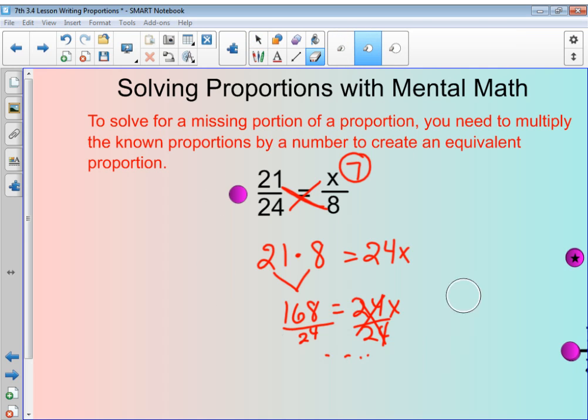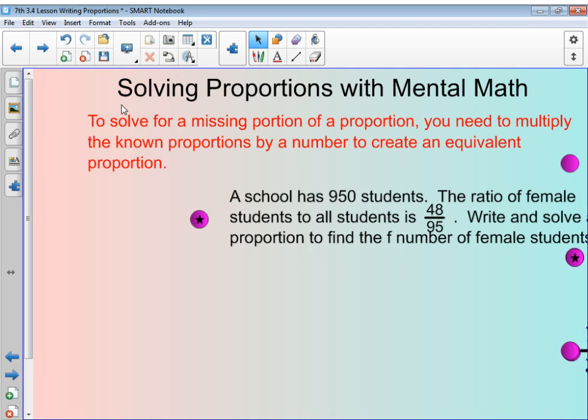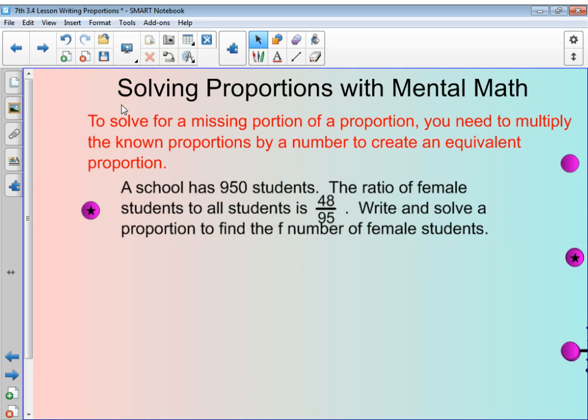Okay, so I want you to understand that that's just working them out algebraically. Okay, so sometimes they're going to give us story problems. I'm going to shrink this down. And we just have to understand how to pull that information. So it says a school has 950 students. So this would be total students, boys and girls, right? Okay, the ratio of female to all students is 48 to 95. Write and solve a proportion to find the number F of female students. So we're working with females and total students.